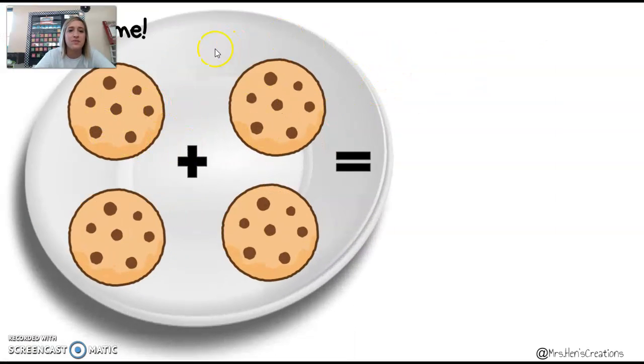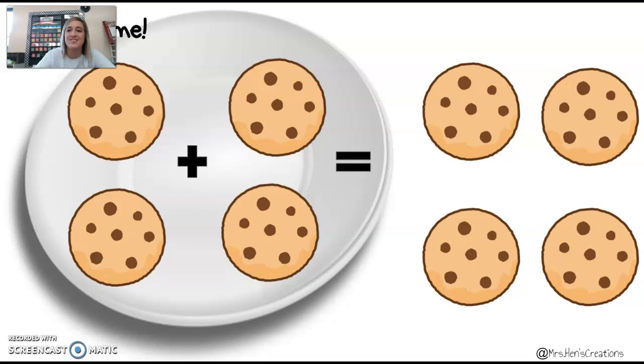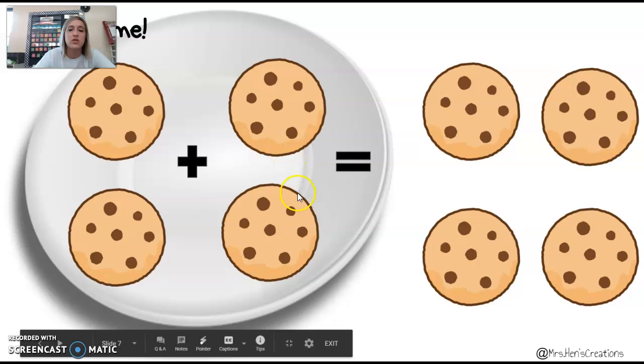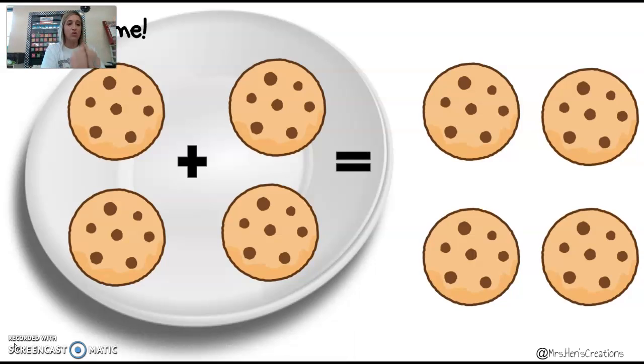Ooh, cookie time. 1, 2, 3, 4. So look, we have 1, 2 plus 1, 2 equals 4. Very good. All right, guys. So 2 plus 2 equals 4. Remember, addition is just adding things together, bringing groups together, and making one sum.